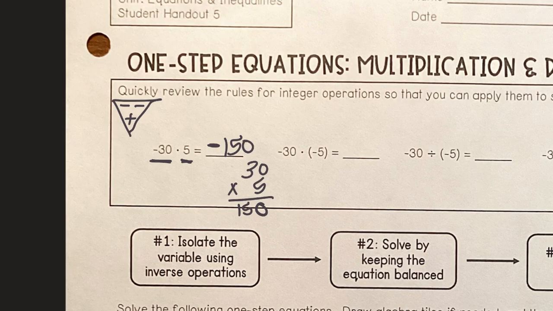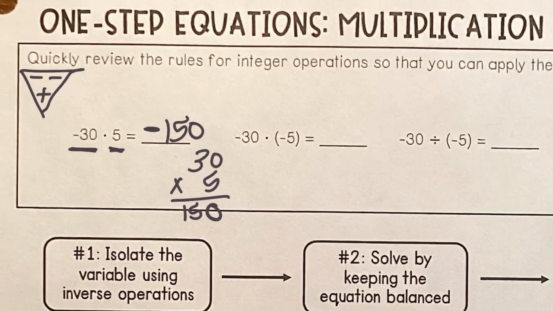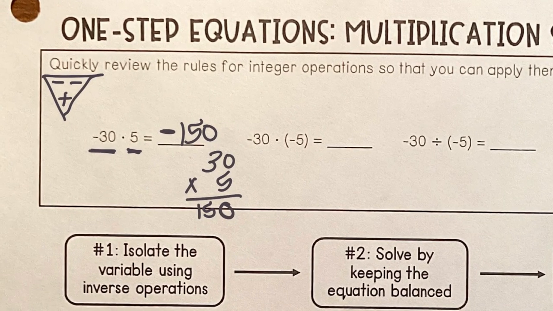Moving on to the next one, negative 30 times negative 5. Again, we can use our math Dorito. Because we are multiplying a negative times a negative, we're left with the positive showing on our math Dorito. So that means that my answer is going to be positive. When I'm multiplying or dividing two positive numbers or two negative numbers, my answer is always going to be positive because my signs are the same. Now I know 30 times 5 is 150 because I just worked that out. So my answer will be a positive 150.